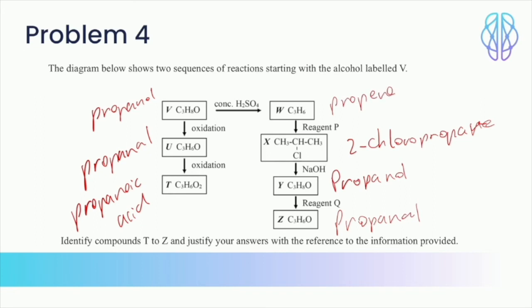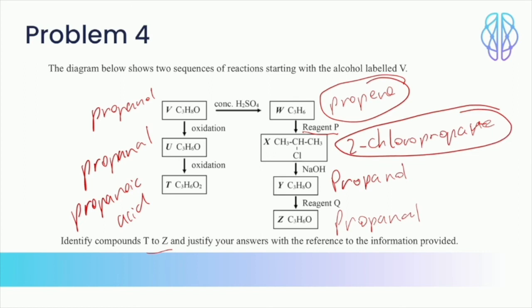Now, we've done most of the question. We need two reagents. We've done all the formulas, so we can tick off this part here. We need the reagents. So we know we need the reagent P, which allows us to go from propene to 2-chloropropane, and we need reagent Q, which allows us to go from propanol to the aldehyde propanal. So we'll do those very quickly.